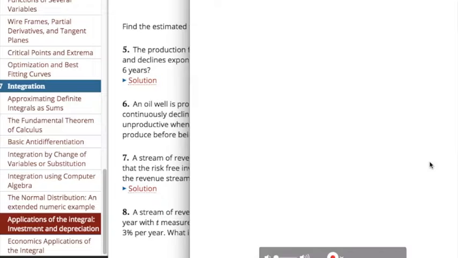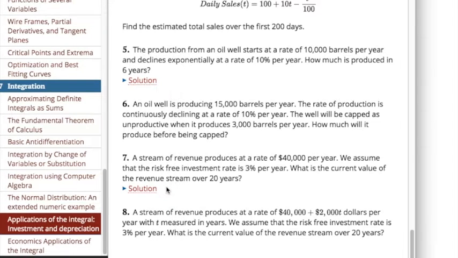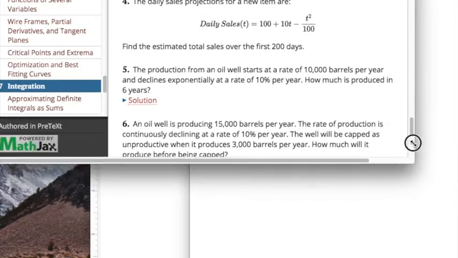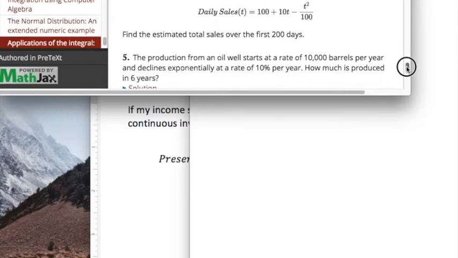So, as an example, we're going to look at problem 8. I have a revenue stream which is a rate of 40,000 plus 2,000 t dollars per year with t measured in years. We assume a risk-free investment rate of 3%, and I want to know what the current value is for 20 years. What I'm really interested in here is not finding the value, but figuring out which integral I want to set up to do problem 8.